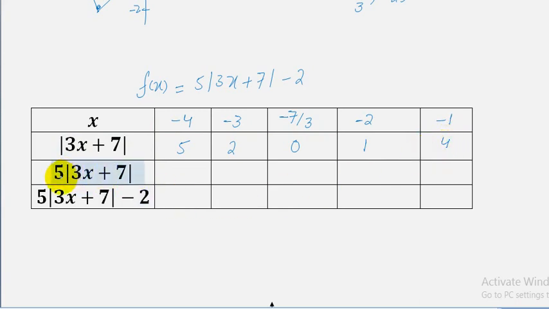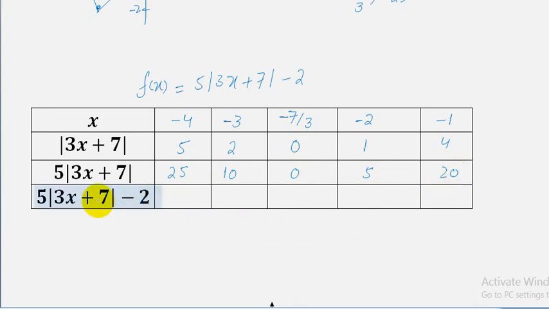In the next step, we multiply these numbers with 5. So 5 into the mod of 3x plus 7 becomes 5 into 5, 25, 5 into 2, 10, 5 into 0, 0, 5 into 1, 5, and 5 fours are 20.